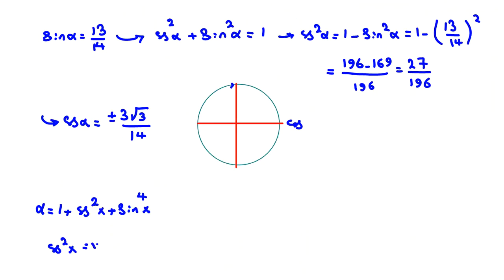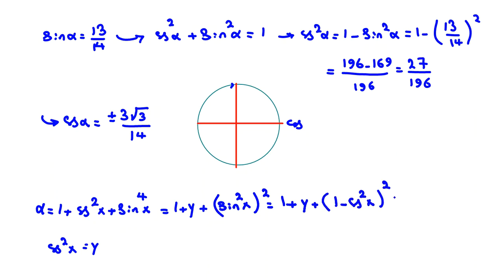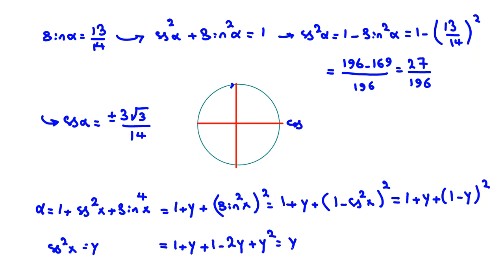I consider cos squared x equals y, so it will be 1 plus y. Sine to the 4 is sine squared x squared, so it will be 1 plus y plus 1 minus y whole squared. If you expand, it will be 1 plus y plus 1 minus 2y plus y squared. And it will be y squared minus y plus 2.